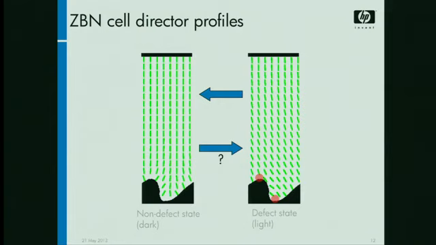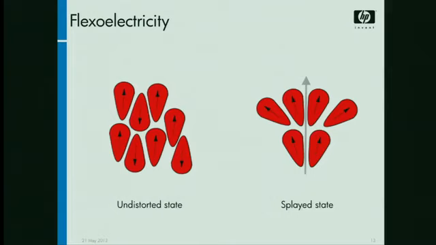So when we started, this was a big question: what's causing this? The suggestion was that it's flexoelectricity. As the material is distorted, there's an induced polarization in the material, and because the polarization has a direction, there'll be an interaction with the electric field, but that interaction will be different if the field is in this direction or in the opposite direction. So the question is, can flexoelectricity explain what we're seeing in terms of the switching?